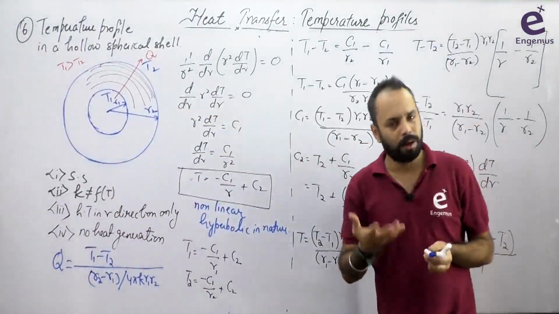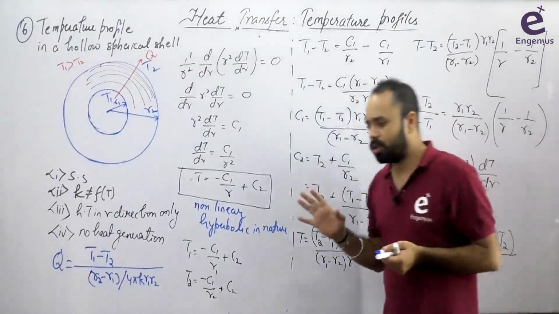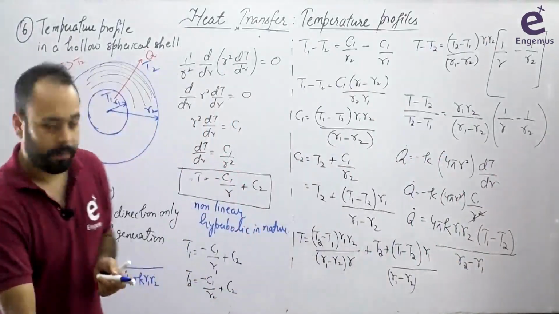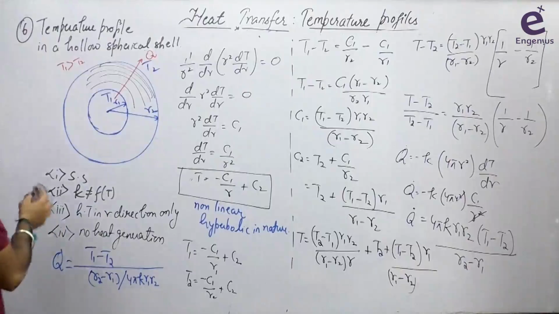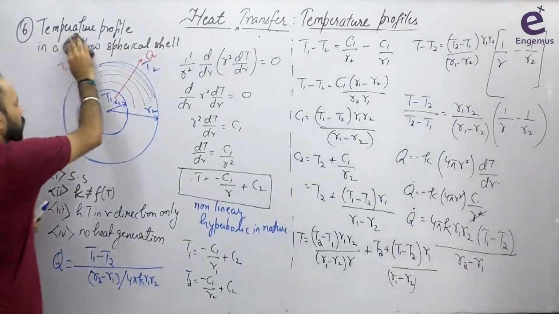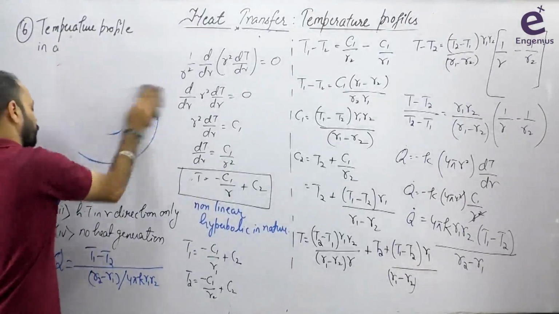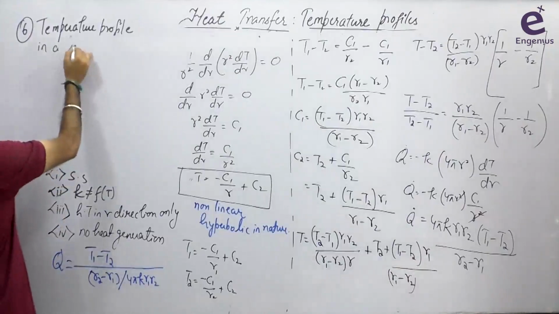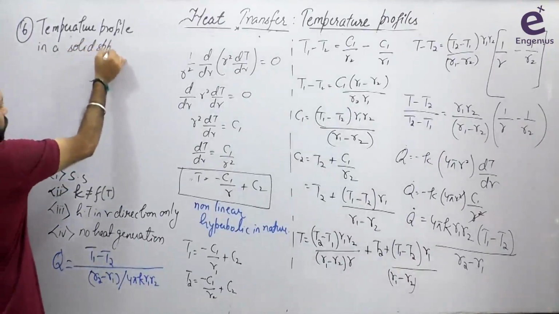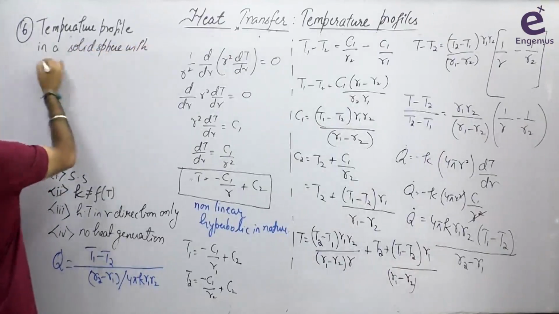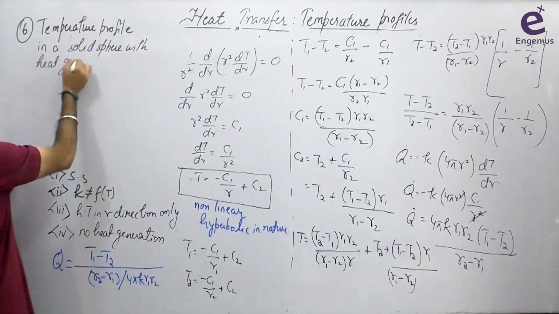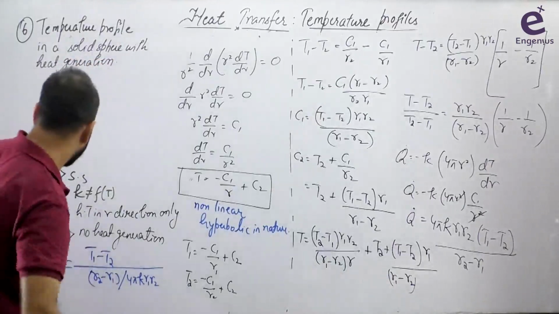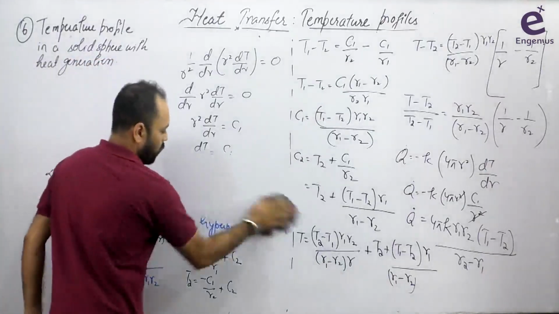Now you will automatically understand things. If I want to write for a heat generation case, it has to be a solid sphere. Note down everything: temperature profile in a solid sphere with heat generation. We have almost come to the end of profile development. In a solid sphere with heat generation.